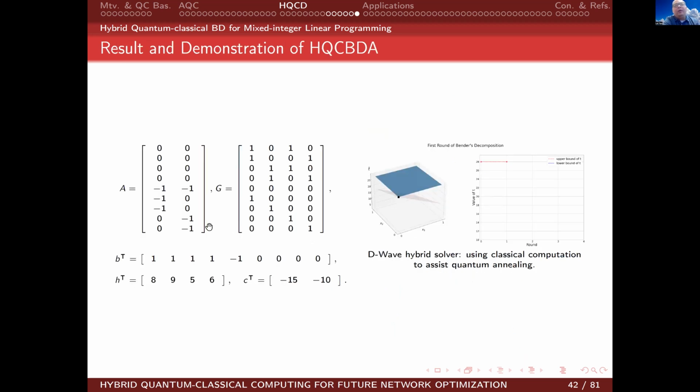And here we show a simple example of how this algorithm works. This example will show how we add the cutting plane to the master problem and how the bound converges. I would say, how the subproblem's objective value converges. So this is a very tiny example to show that hybrid classical quantum computing works.